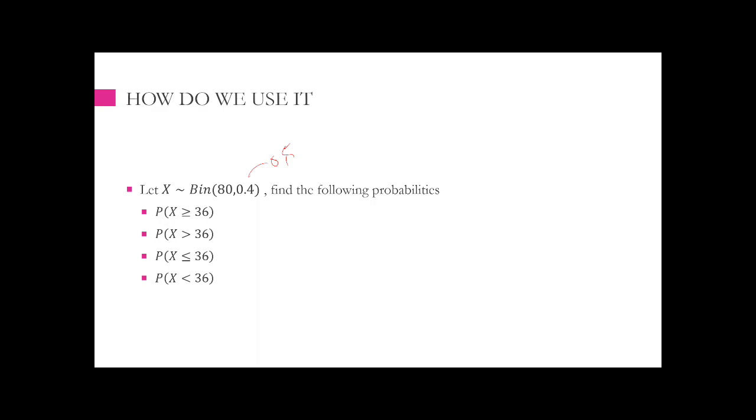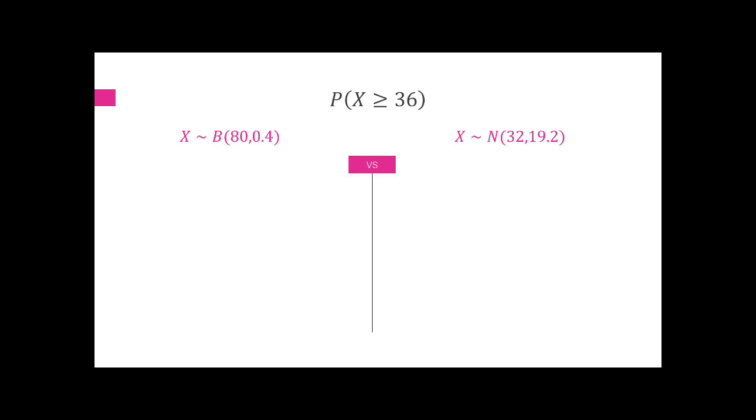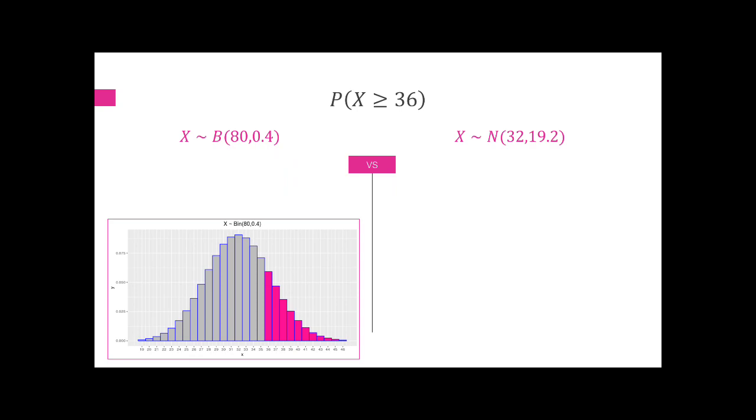Our first probability is the probability that x is greater than or equal to 36. If we take a look at our binomial distribution, this is the PMF of the binomial, and essentially we are adding up all of these areas, for 36, 37, 38, 39, all the way up until 80. This graph doesn't go to 80, it just goes up to 46. But once we sum all of those areas up, that will be equal to the probability that x is greater than or equal to 36.